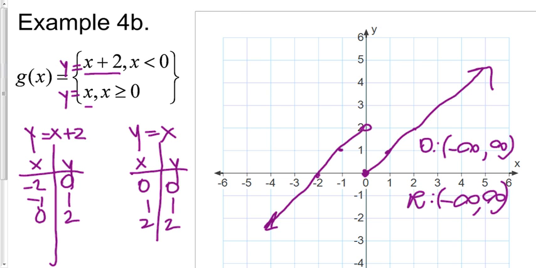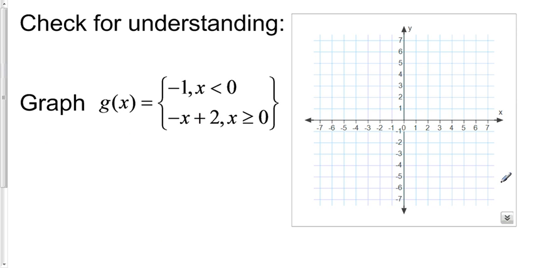All right. Please try this last graph on your own. These are pretty difficult, but try it out and see how you do with it.